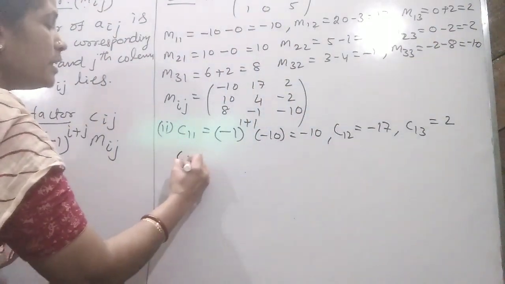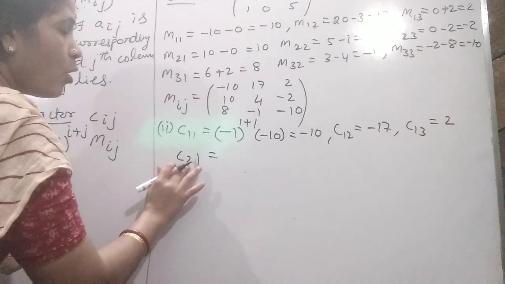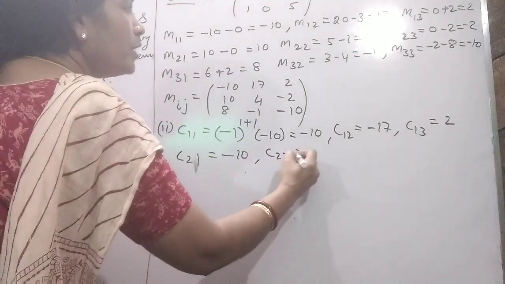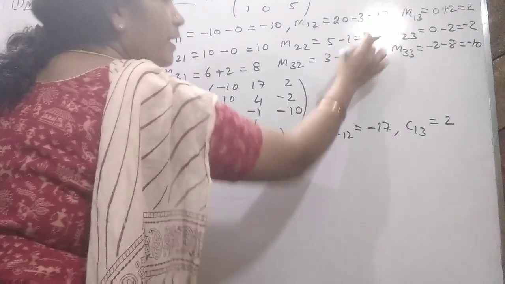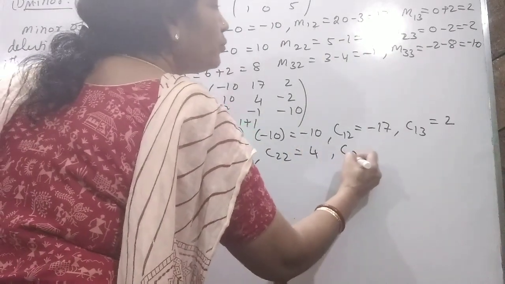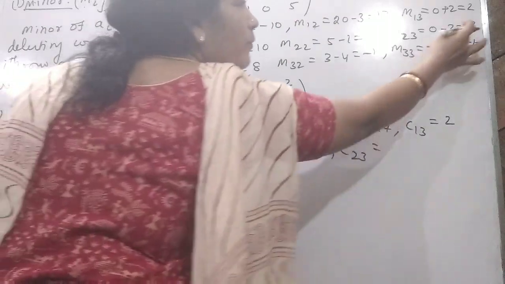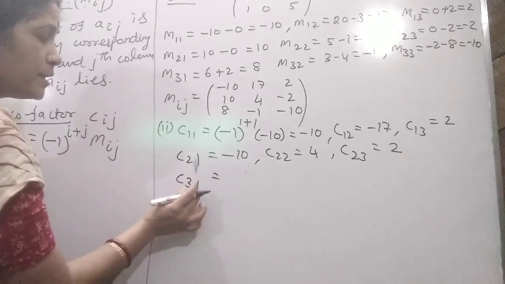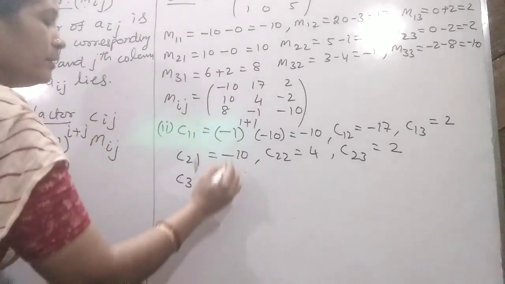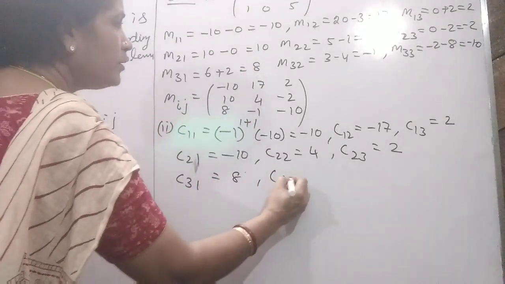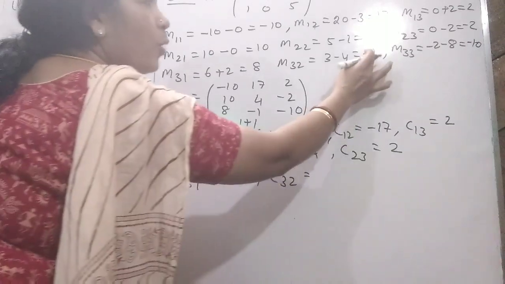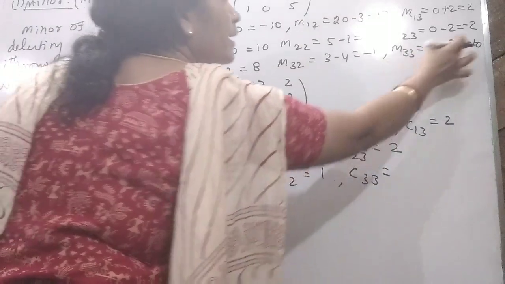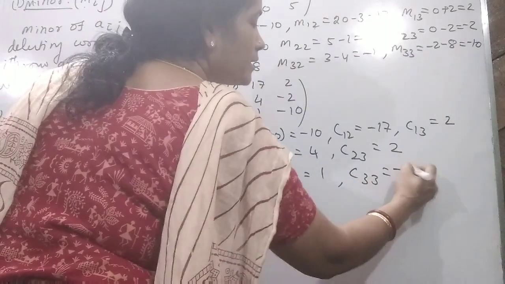Then next we need C21. This is an odd number, we will get opposite sign, minus 10. Then C22 is an even number, so we will get the same sign. Then C23 is again an odd number, we will get opposite sign, that is equal to positive 2. Then C31 is an even number, we will get the same sign, that is equal to 8. Then C32, again an odd number, we will get opposite sign, that is equal to 1. Then C33 is an even number, we will get the same sign.